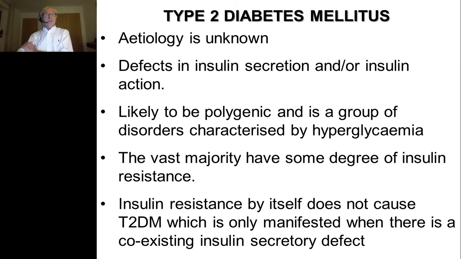Unlike type 1 diabetes, type 2 diabetes has an etiology which is unknown. It is a defect in insulin secretion and/or insulin action. And the disease itself is likely to be polygenic. It is a group of disorders that is characterized by the development of hyperglycemia. The vast majority of patients have some degree of insulin resistance, but insulin resistance itself does not cause type 2 diabetes, which only manifests if there's a coexistence of insulin secretory defect.